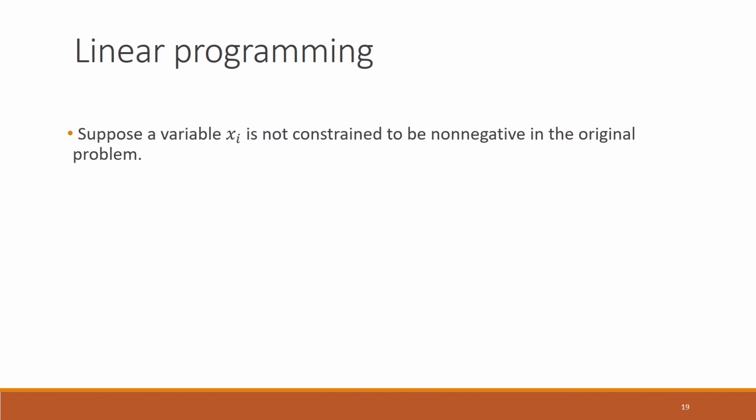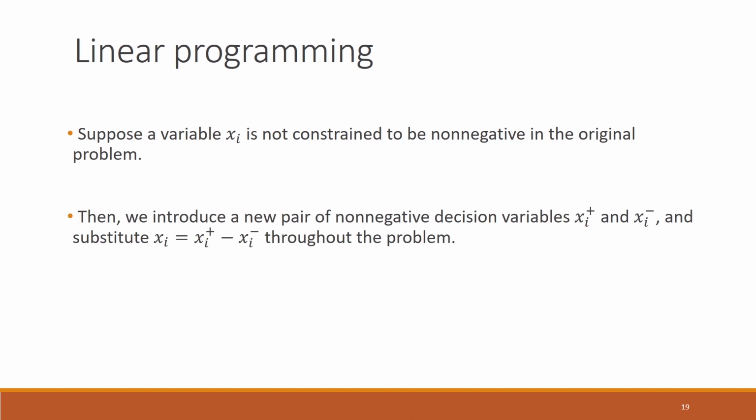Now, suppose a variable x_i is not constrained to be non-negative in the original problem. So, then how do we bring it into the standard form? For that we can introduce a new pair of non-negative decision variables x_i plus and x_i minus, and then we substitute x_i equal to x_i plus minus x_i minus throughout the problem. Now, you can see that since these are non-negative decision variables x_i plus and x_i minus, as such they do not put any restriction on the original decision variable x_i.